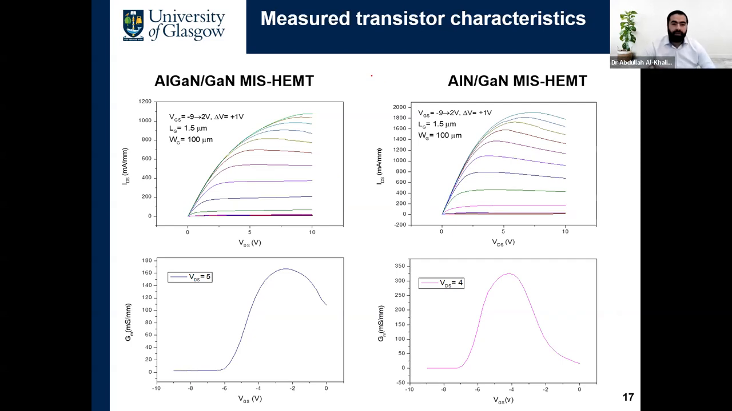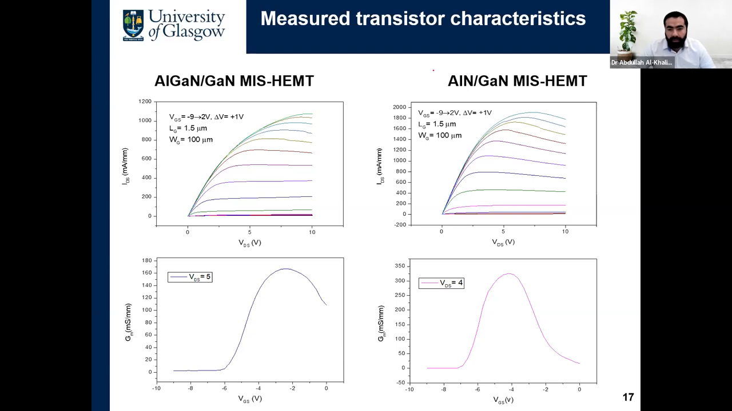Here are comparative transistor characteristics. On the left-hand side, we have the AlGaN barrier-based transistors. On the right-hand side, we have the aluminum nitride-based transistors, and we can see the main difference is in the current density. In the case of AlGaN, we have a current density of about 1.1 amps per millimeter. Here, we have about 1.9 amps per millimeter, so almost double the current density, slightly less because of heating. This just shows that in the case of AlGaN, with a 20 nanometer barrier, we can get up to 1.1 amps per millimeter.